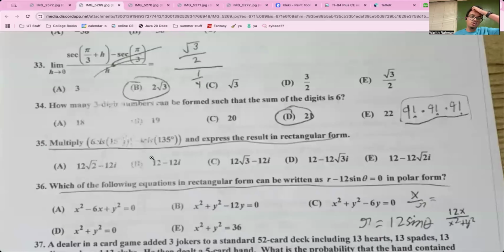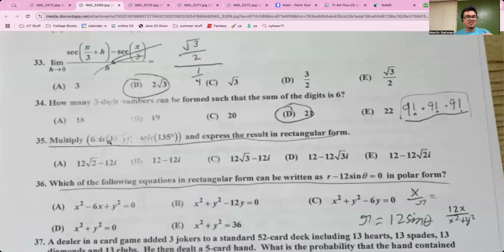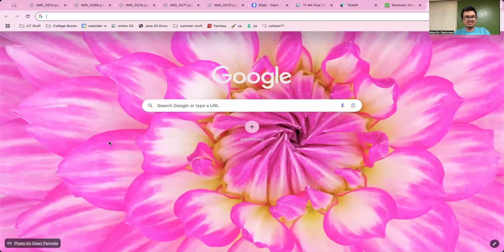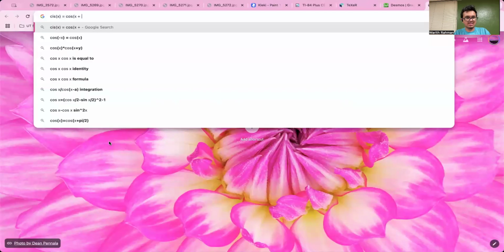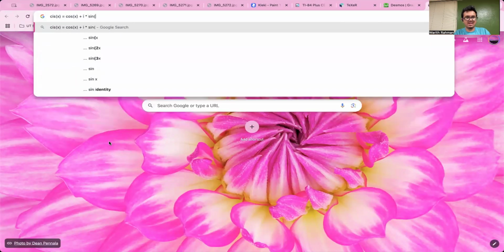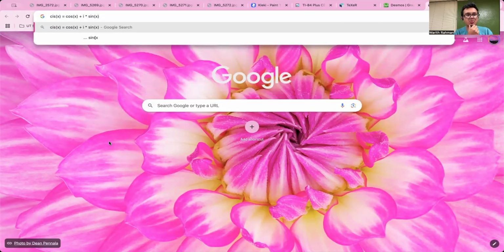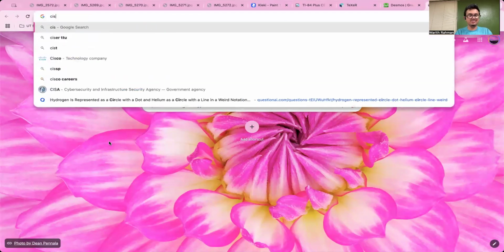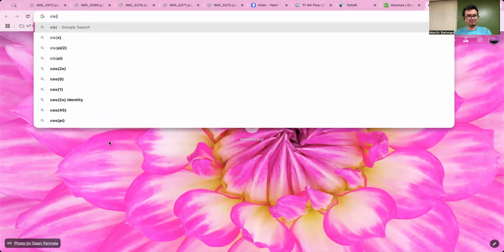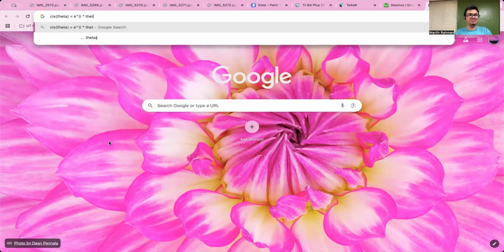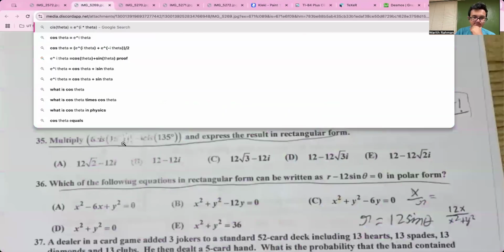I don't know. Okay. Multiply 6 cis 15 times negative 4 cis 135. I don't know if you say cis. Okay. So for those who don't know, cis of x means cosine of x plus i times sine of x. That's all it means. And what's really cool about this is that the cis of theta is equal to e to the power of i times theta.